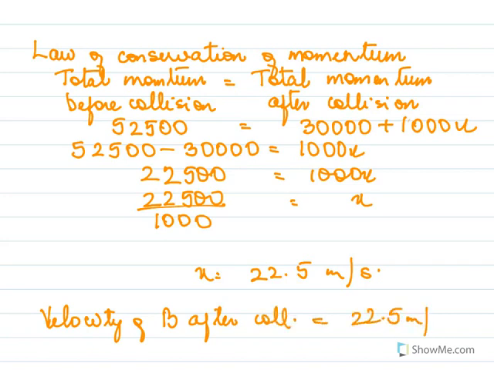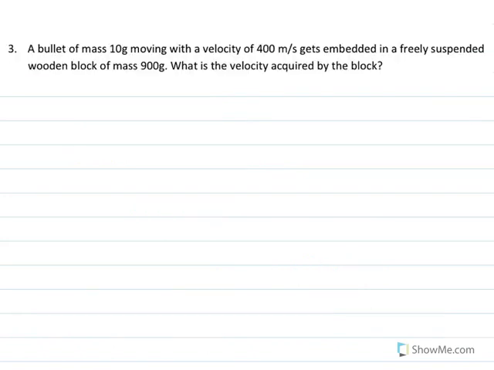22.5 meter per second. A bullet of mass 10 grams moving with a velocity of 400 meter per second gets embedded in a freely suspended wooden block of mass 900 grams. What is the velocity acquired by the block? So let's see what happens before collision. Before collision, we have the bullet.